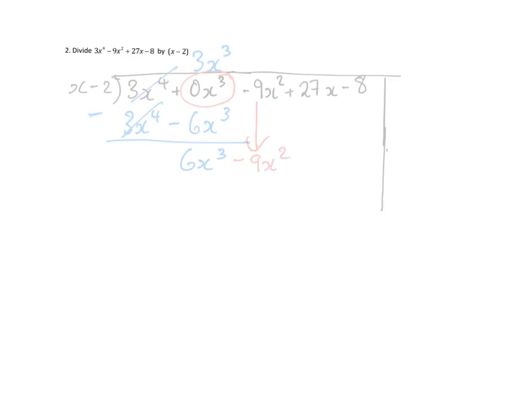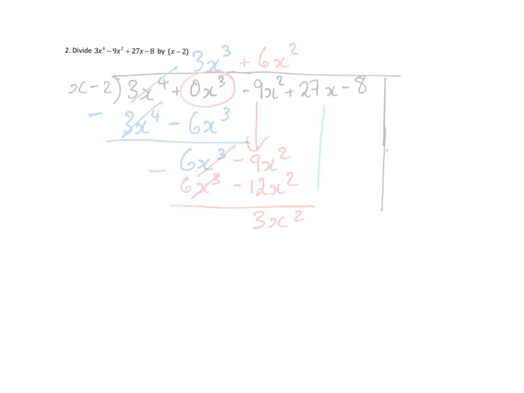So let's start again. And we say x times what gives you 6x cubed, and the answer would be positive 6x squared. So 6x squared times x is 6x cubed. 6x squared times minus 2 would be minus 12x squared. Subtract, and they cancel out. Again, that's what we want to create, so that's what we've done. And we've got minus 9 minus minus. So minus 9 plus 12 gives me 3x squared.